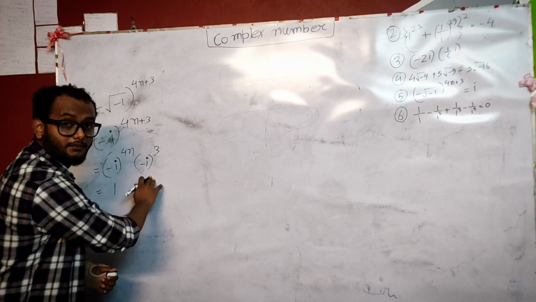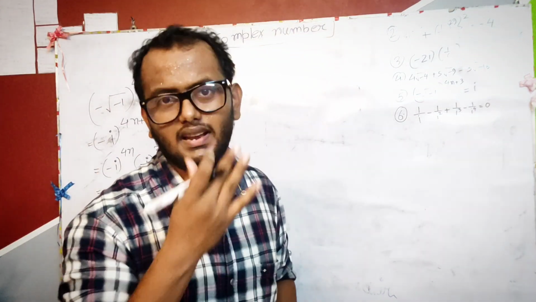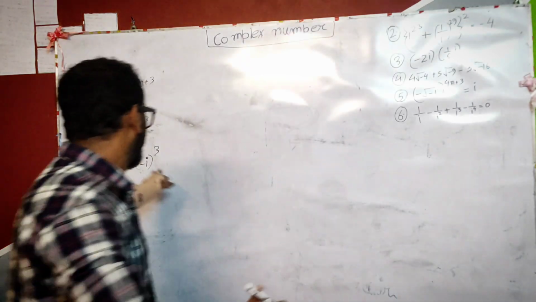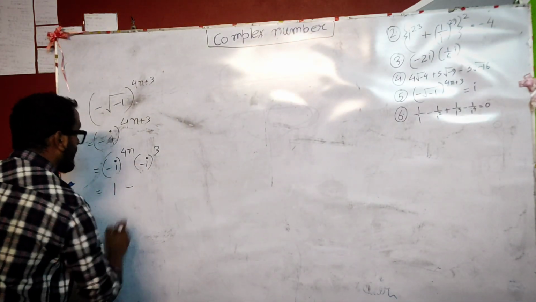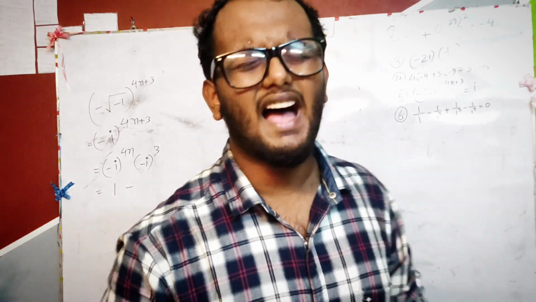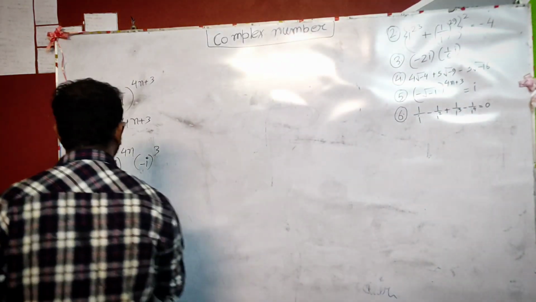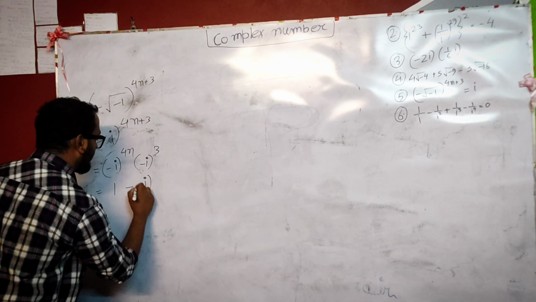Now what about this one? Minus into minus into minus: three times minus, so it will already be a minus. Let's write this one as minus. What is i cube? i cube is minus i, that means minus iota. So minus iota.